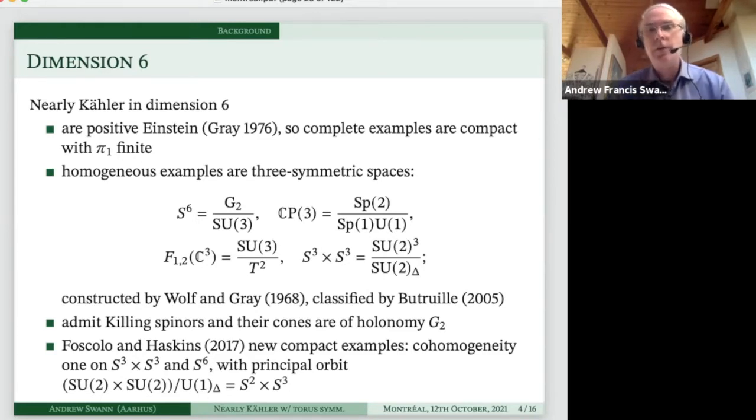The general approach of the Foscolo-Haskins proof is much like Christoph Böhm's approach for producing cohomogeneity 1 Einstein metrics on spheres in middle dimensions. So these are implicit solutions that are abstractly shown to exist. But these add 2 extra solutions to the list of 3-symmetric examples.